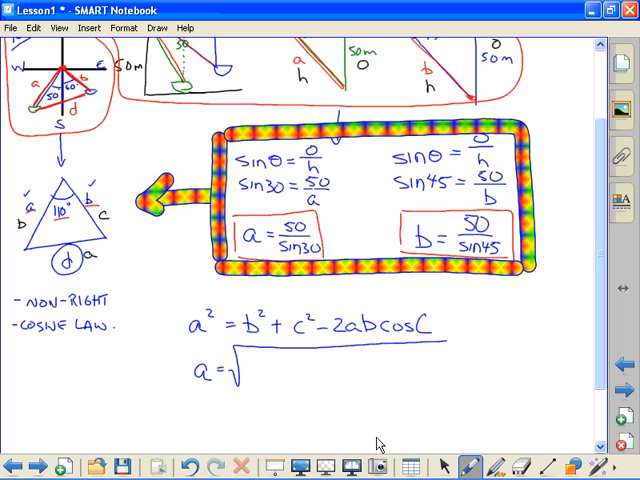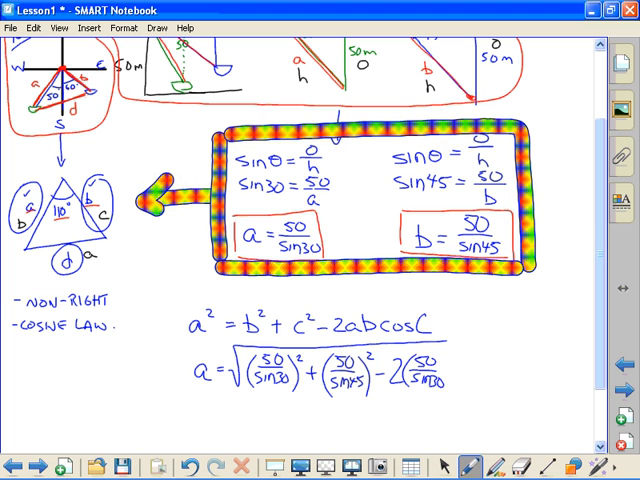B squared. So B squared is, according to this, the A value. So bracket 50 divided by sine 30 squared plus the other value, 50 over sine 45 squared, minus 2 times 50 over sine 30, 50 over sine 45, cos of 110 degrees. So there we go. And this initial value, I should have switched it to a D.